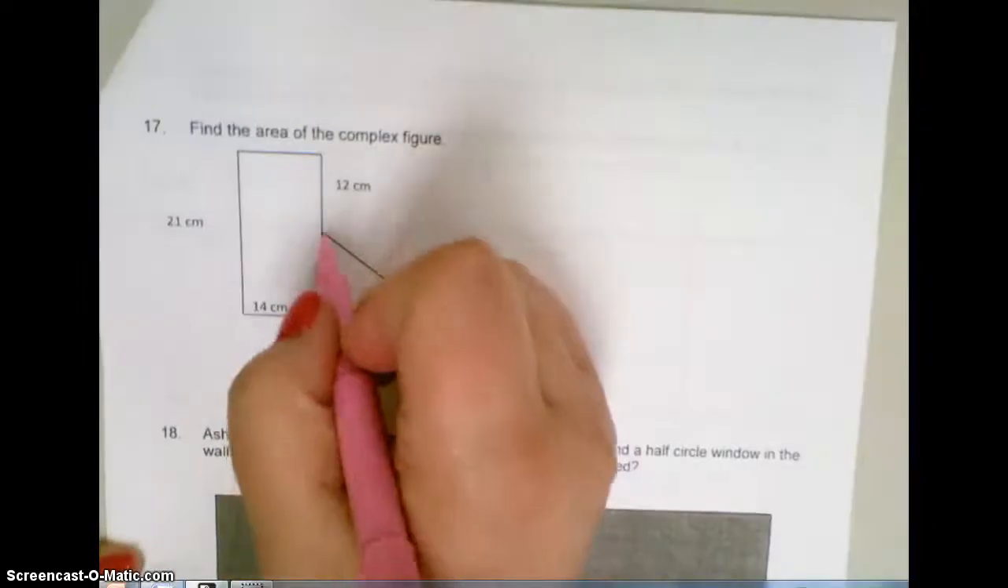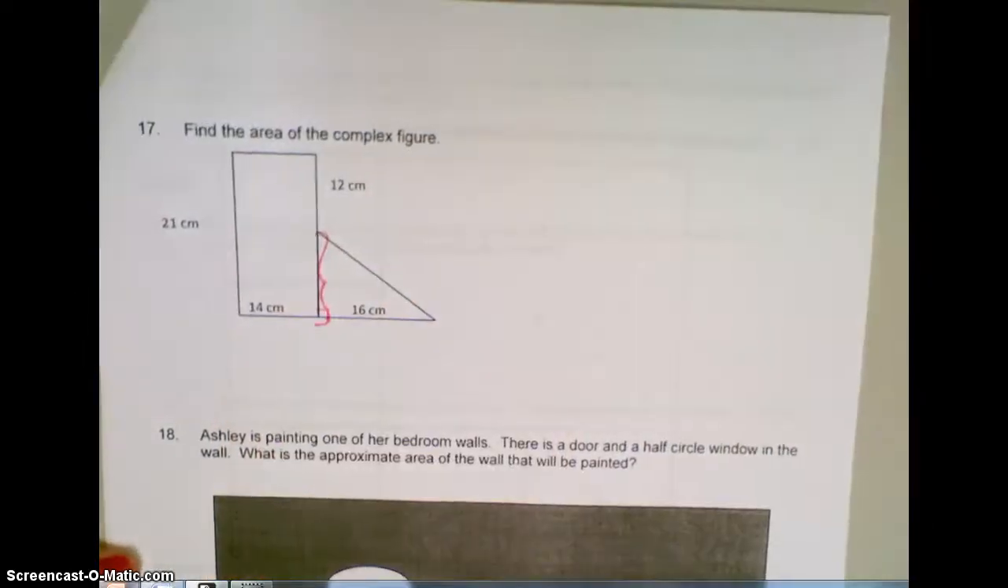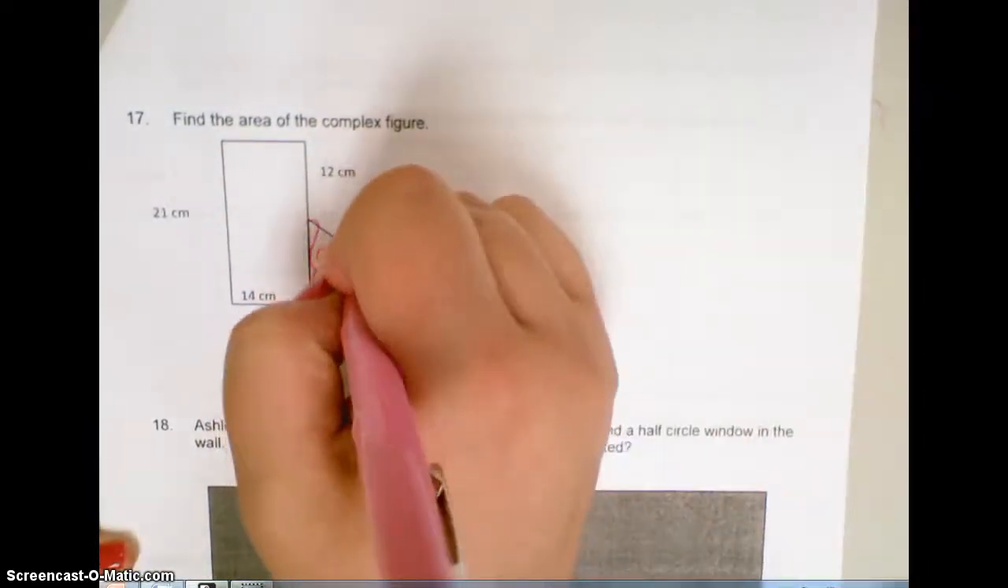Alright. Number 17. Find the area of this complex figure. So I need to find the area of the rectangle and then the area of the triangle. I'm going to start by saying that the height of my triangle, and I know that this is the height because it forms a right angle with the base. If this is 21, 21 minus 12 is what? 9. So that's going to be 9 centimeters.